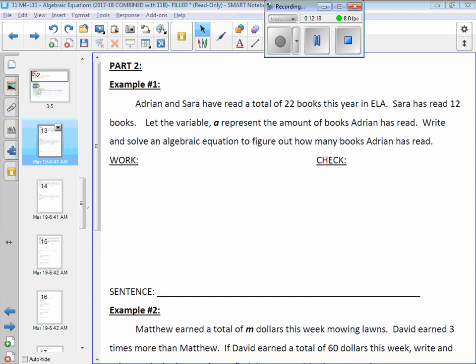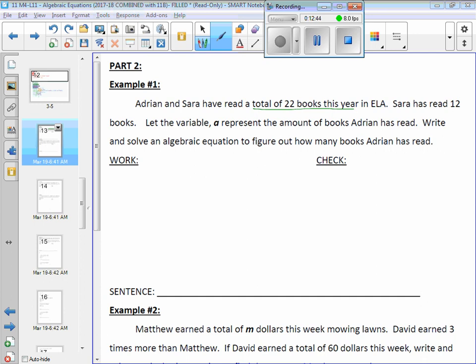Okay, page 9, example 1, our first word problem. Adrian and Sarah have read a total of 22 books this year. I'd like you to underline that. Total, 22. Sarah has read 12 books. Let the variable A represent the amount of books Adrian has read. Write and solve an algebraic equation to find out how many books Adrian has read.